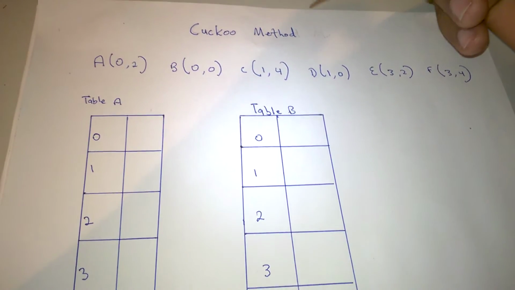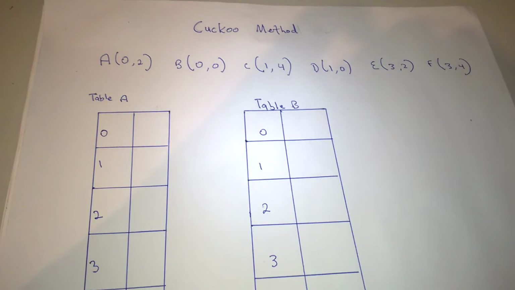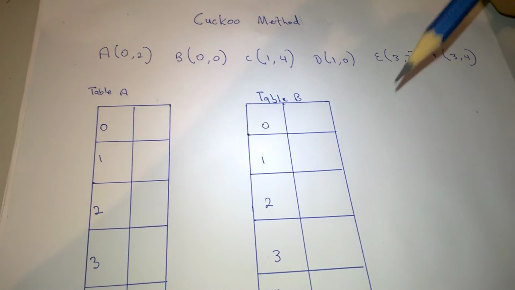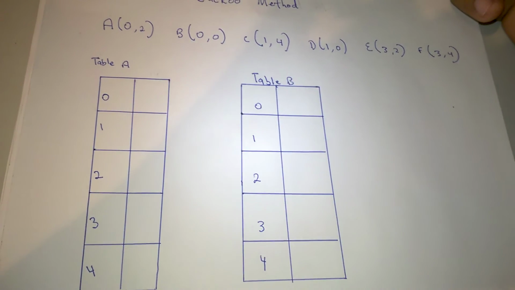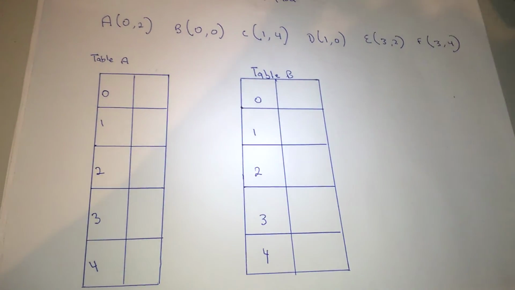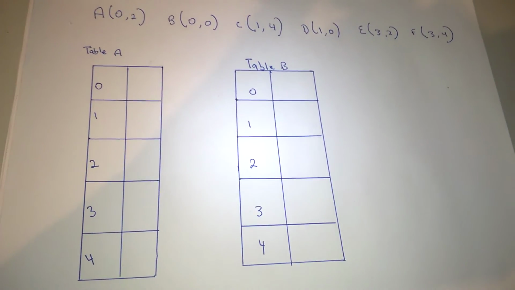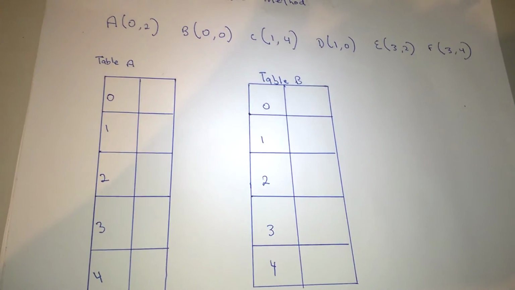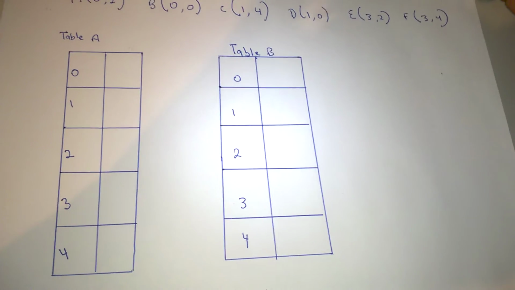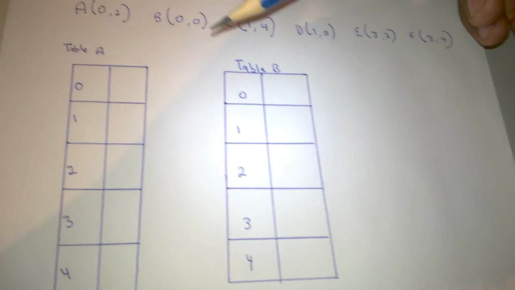Okay, so this is the Cuckoo method of hashing. This method usually uses two tables. Now, usually the question would tell you M, and M would usually be the size of the table, but in this case he has to tell you the size of the table because there is no M that he could give you. So in this case he put the size of each table as 5.